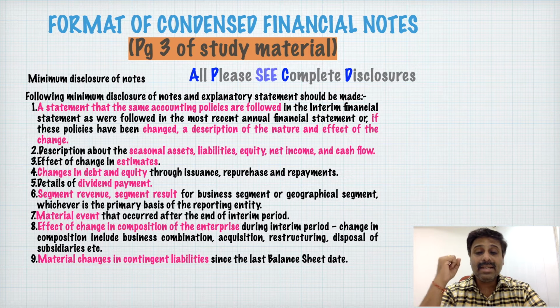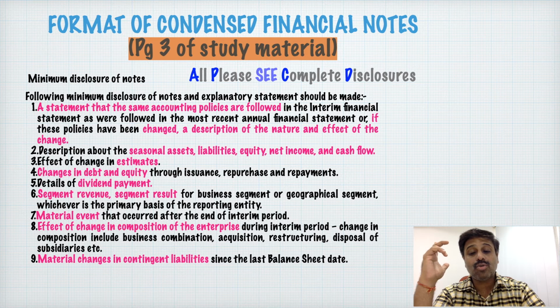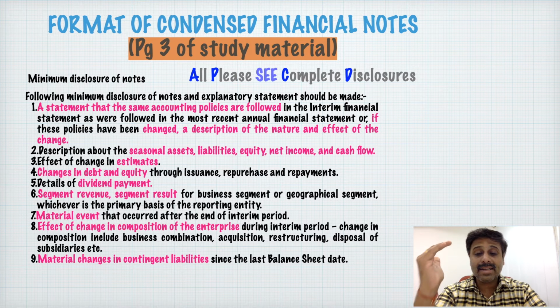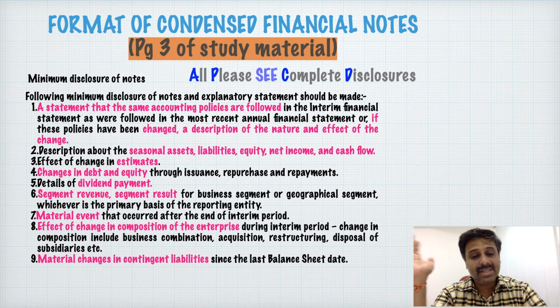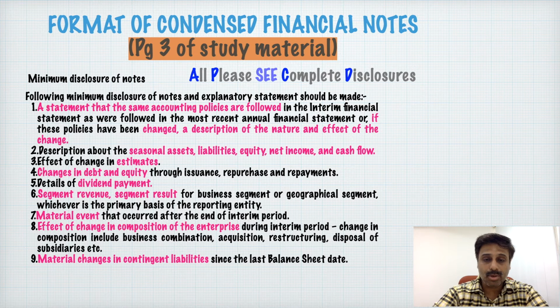Seasonal and segments. E stands for which 2 points? Estimates and events. C stands for which 2 points? Composition and contingent liabilities. D stands for which 2 points? Debt and equity and dividend payment. This is how you can remember all the 9 disclosures.